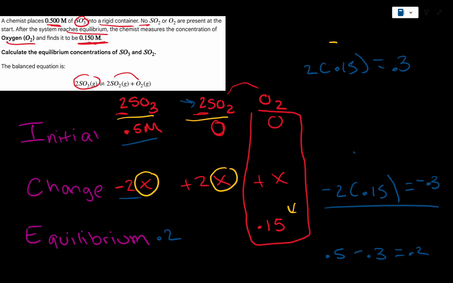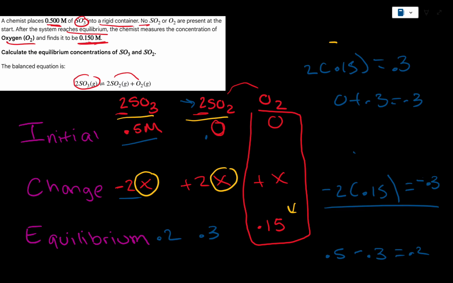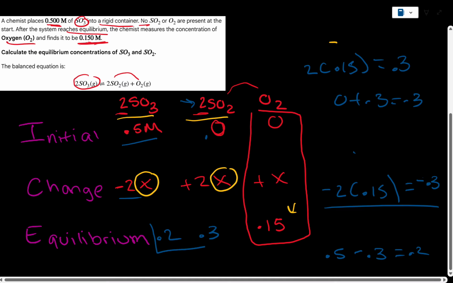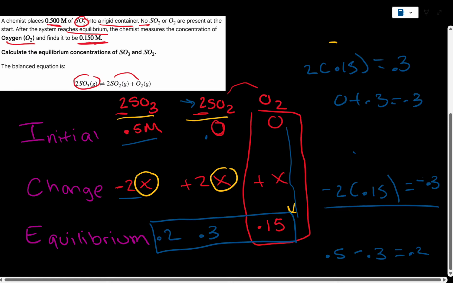And then you just add that by 0. 0 plus 0.3 is equal to 0.3. And that's that. So these right here are all 3 concentrations at equilibrium. So what we first did is we set up our ice table and we filled it in. And then we saw that we had one full column filled out. And then we solved for x algebraically with 0 plus x equals 0.15.